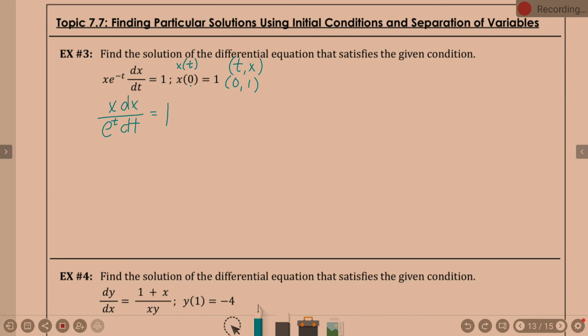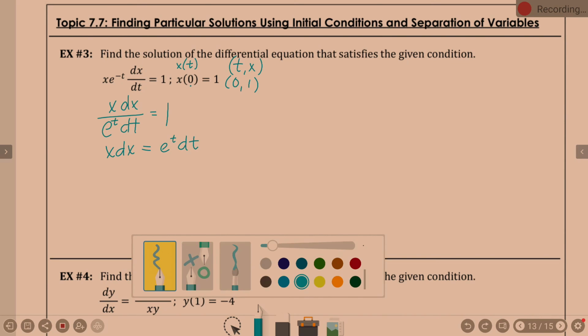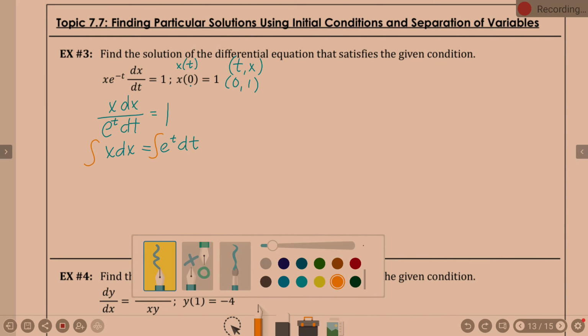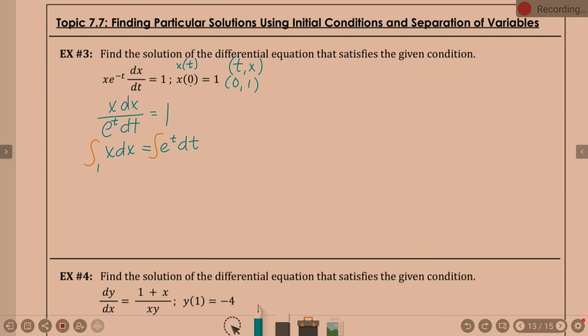So now if I multiply it over, x dx equals e to the t dt. And I am ready to integrate. Integral of x is 1/2 x squared. Integral of e to the t is e to the t plus c.